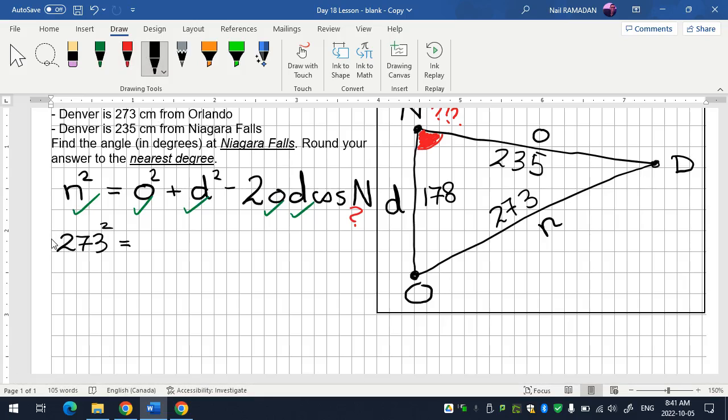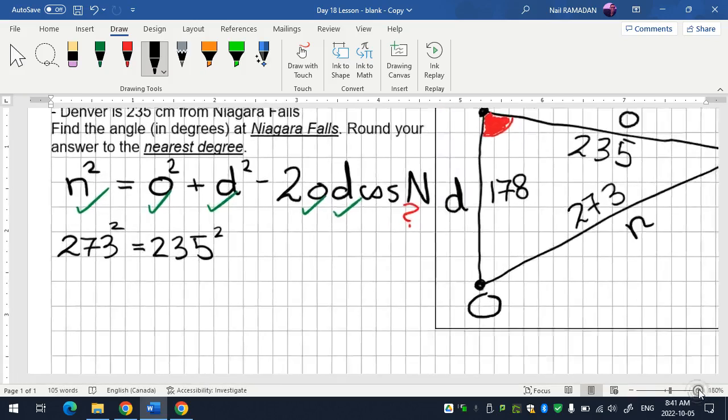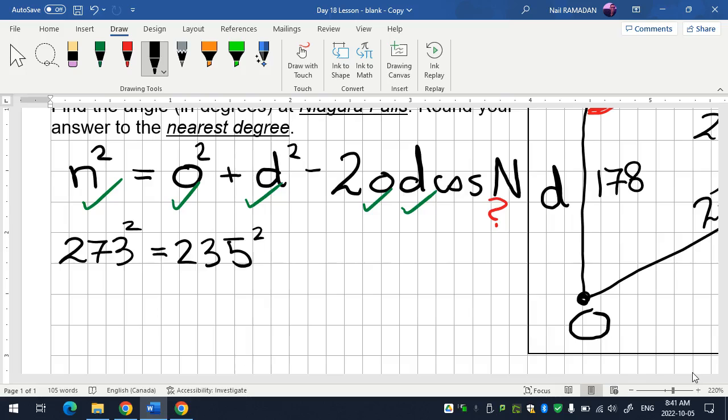Okay. What's O? O is 235 squared. Sorry, O is 235, but we have to square it. I might not have enough space here, so I might have to go on another line, but that's fine. What's the other one? 178.